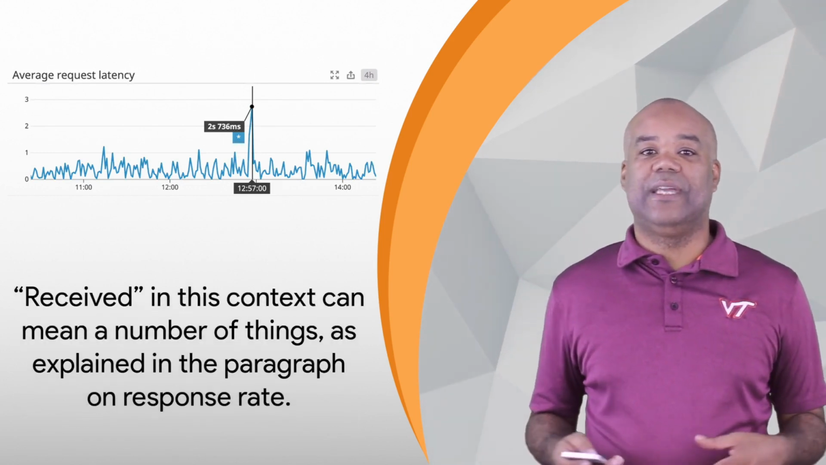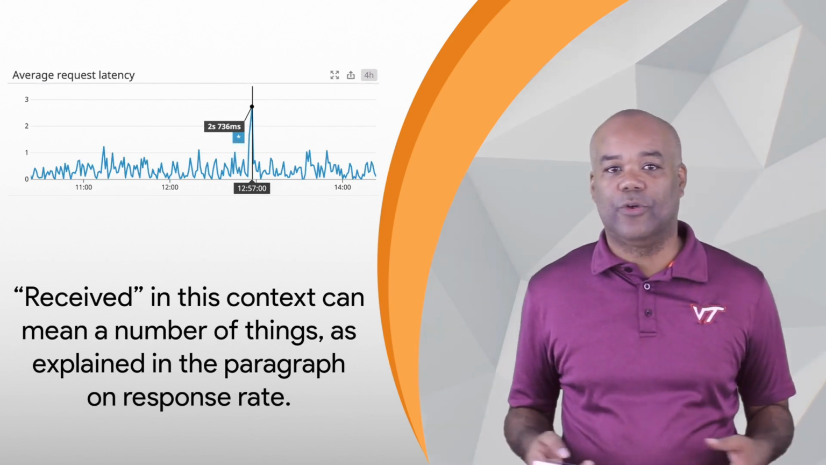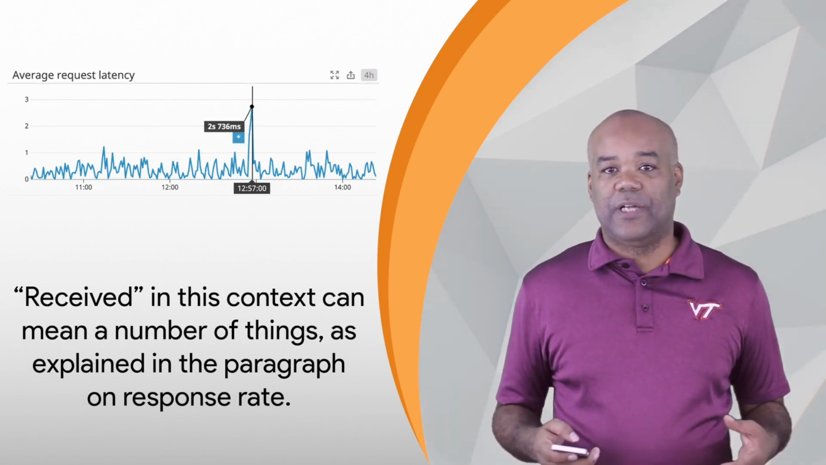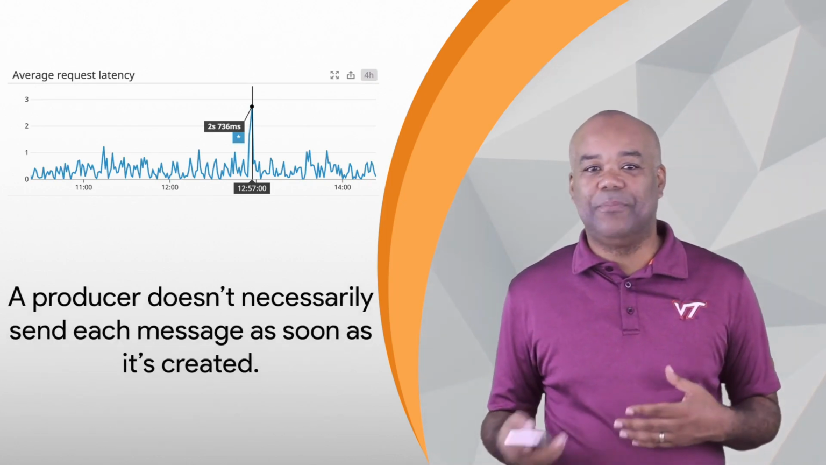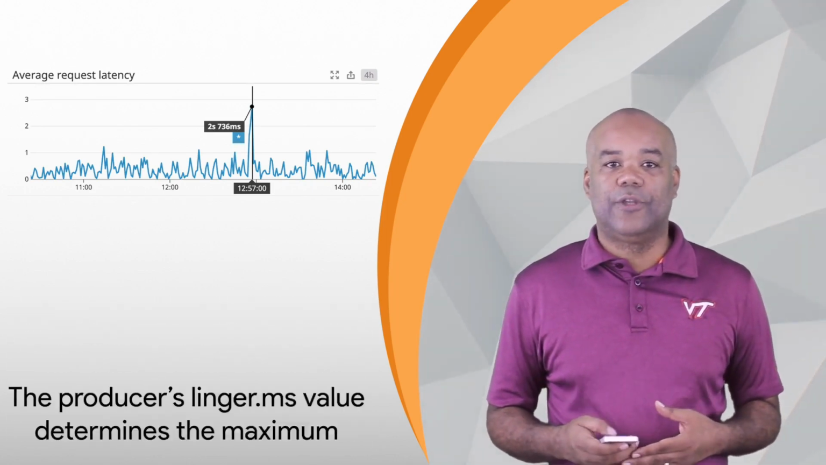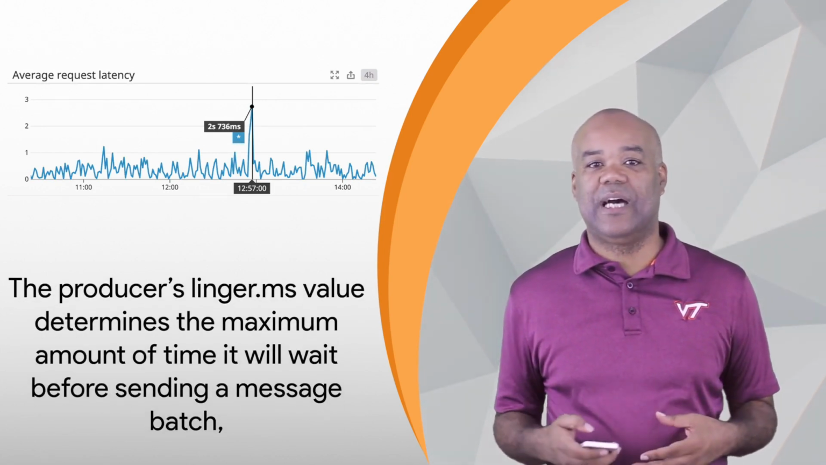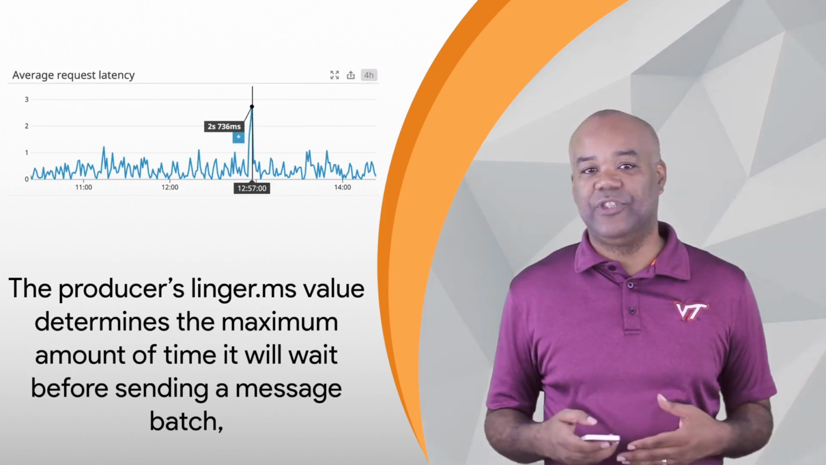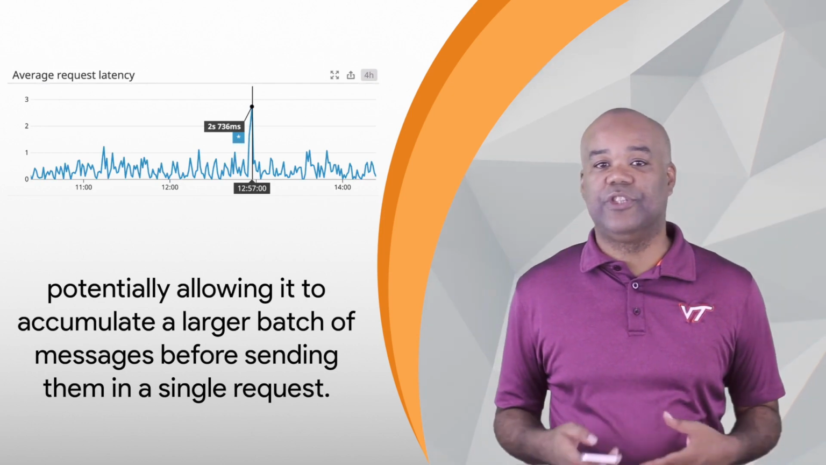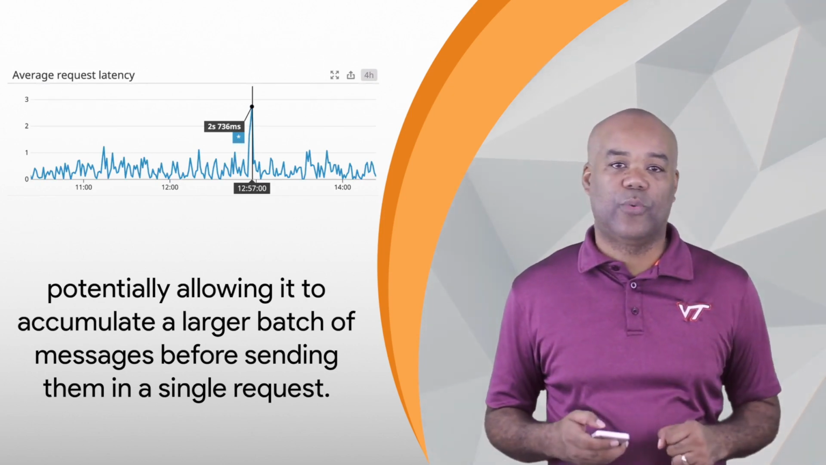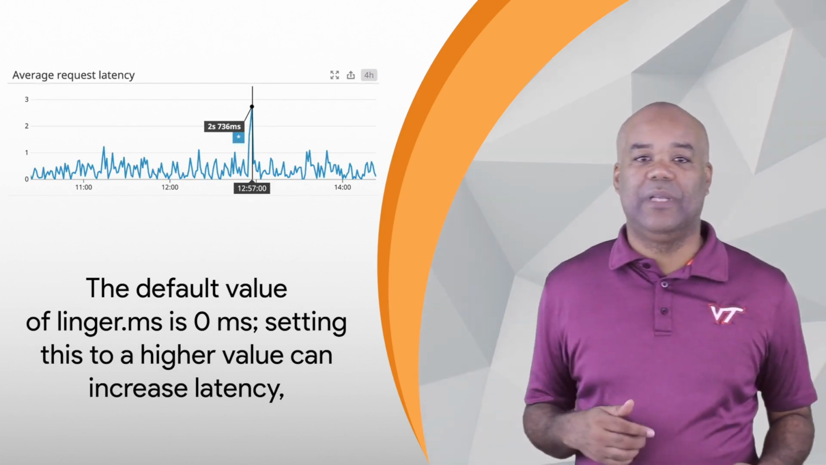Okay, so received again, in this context, can mean a number of things, as I explained earlier on the response rate. But a producer doesn't necessarily send each message as soon as it's created. The producer's linger.ms value determines the maximum amount of time it will wait before sending a message batch. And this potentially allows it to accumulate a larger batch of messages before sending them in one single request. Now, the default value of linger.ms is 0 milliseconds.